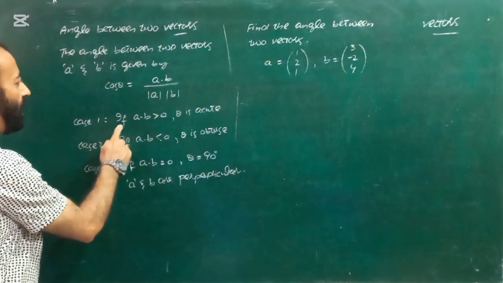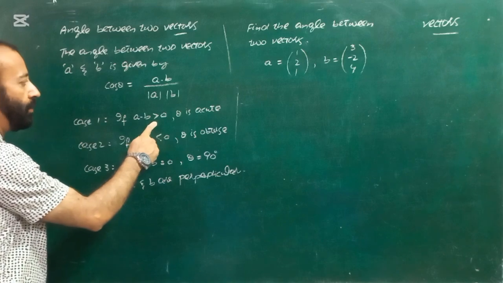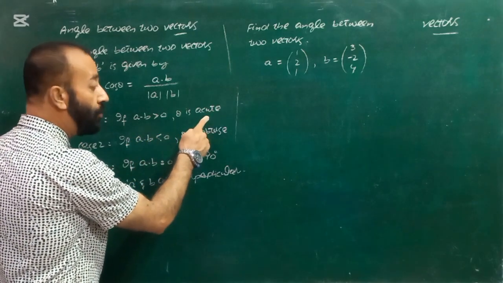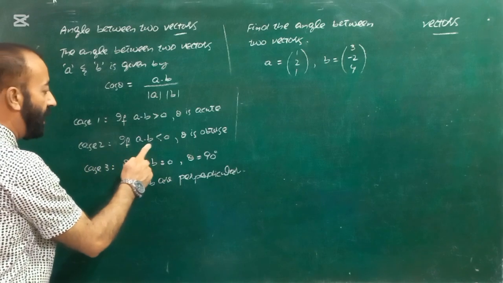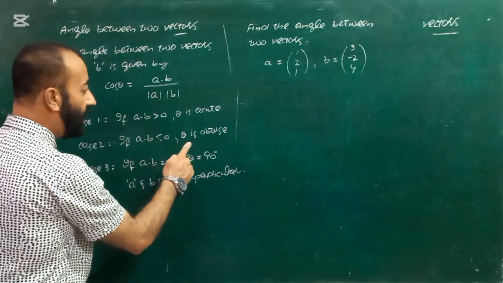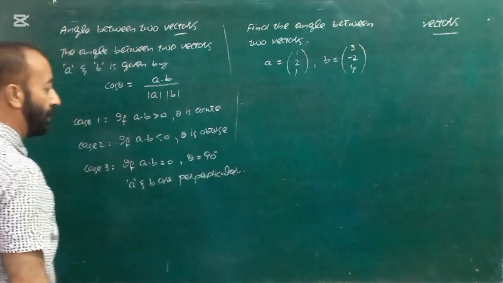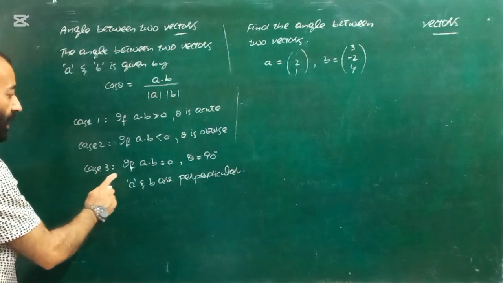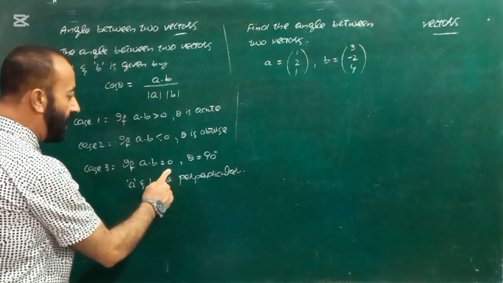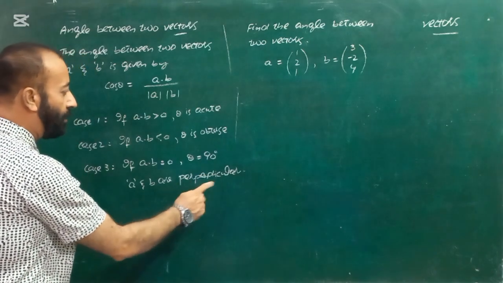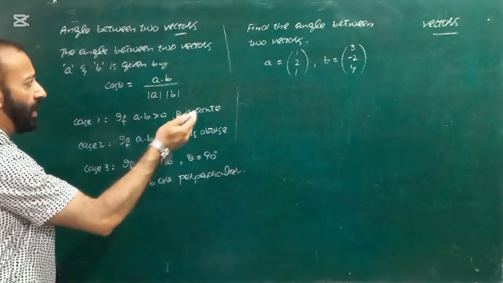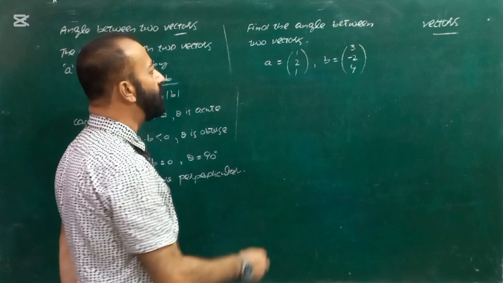Case 1, if A dot B is greater than 0, theta will be acute angle. Case 2, if A dot B is lesser than 0, theta is obtuse angle. And case 3, if A dot B is equal to 0, theta will be 90 degree, that is A and B are perpendicular. So the concepts will be more clear here by solving the question.